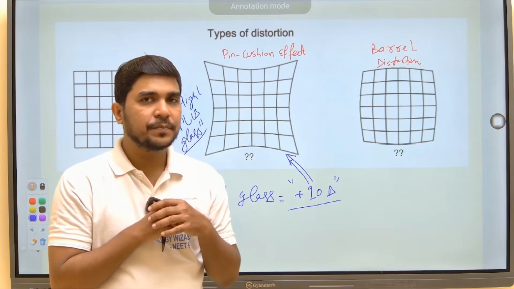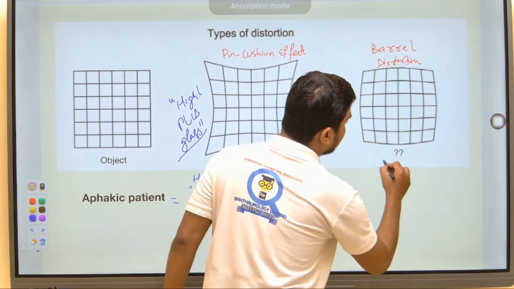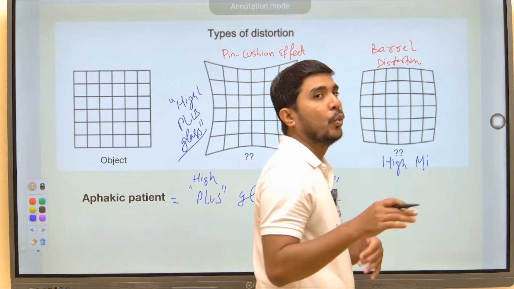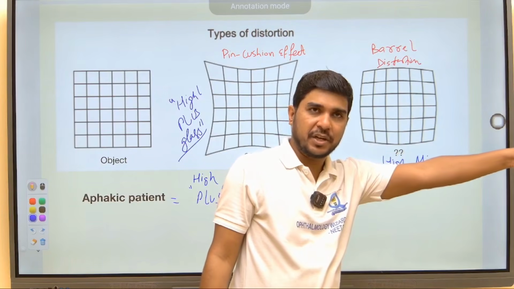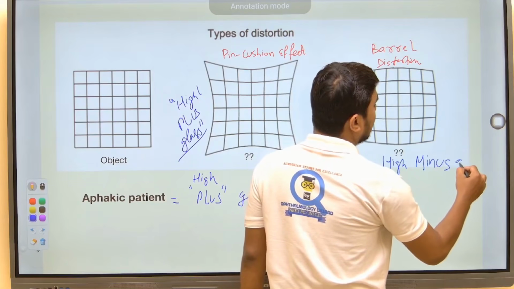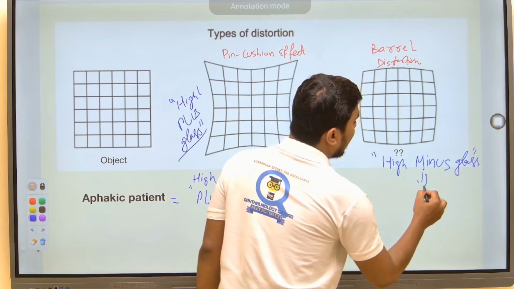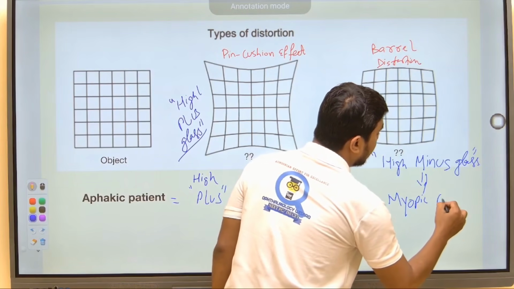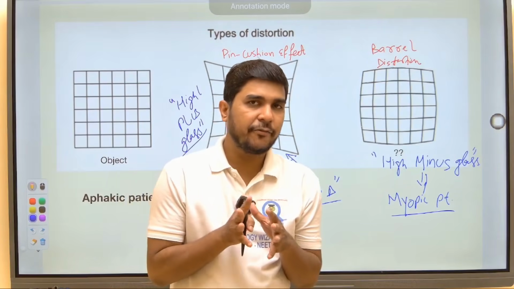Vice versa, in patients who are wearing very high minus glasses, like a very high myopic patient, who will get this? Myopic patients will have barrel distortion. So you understand the differences.